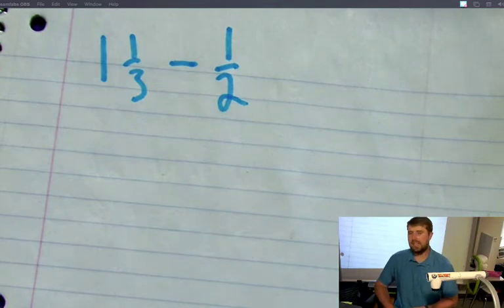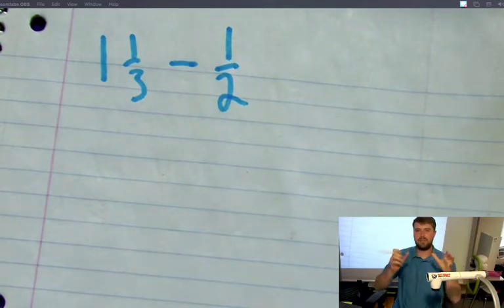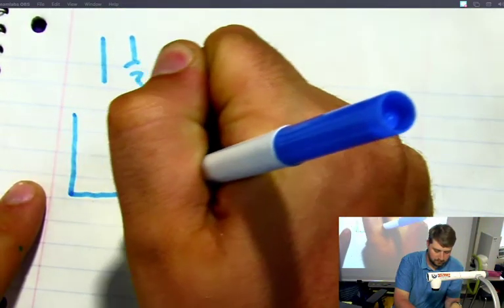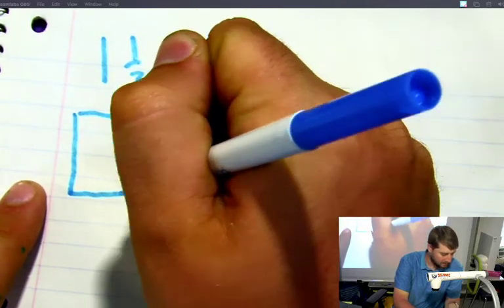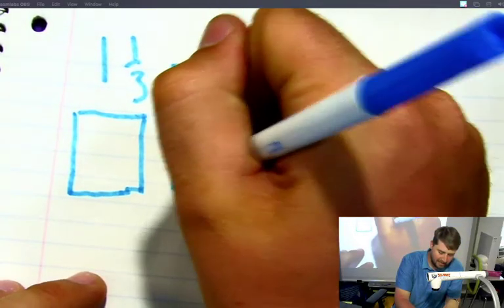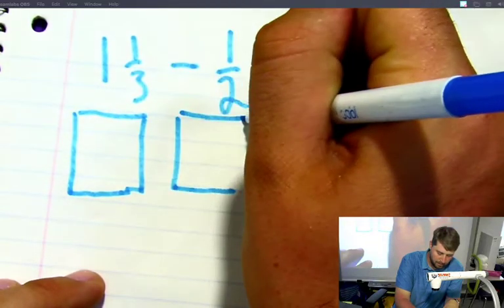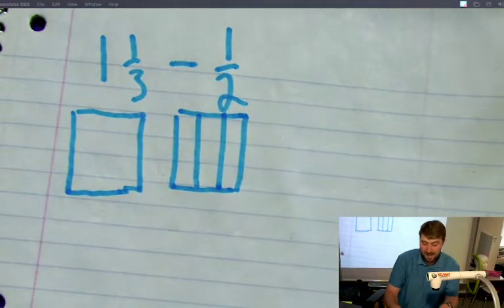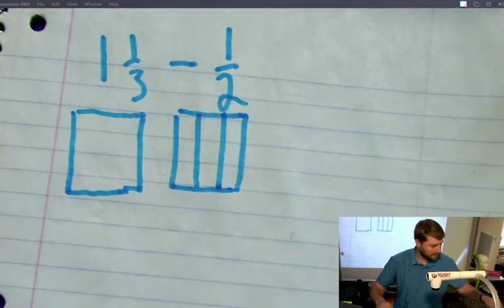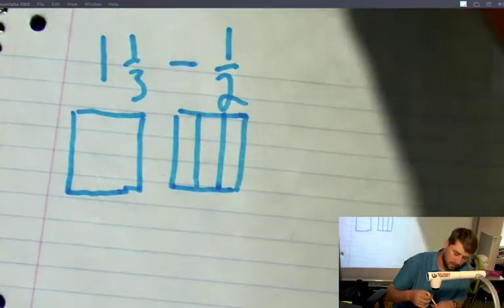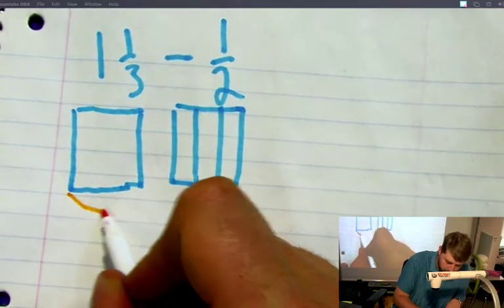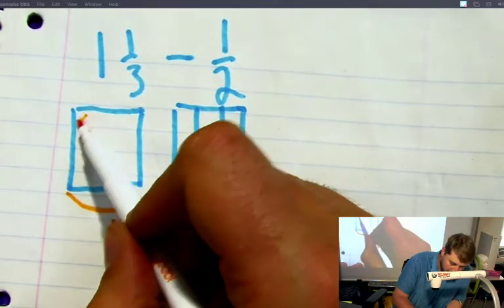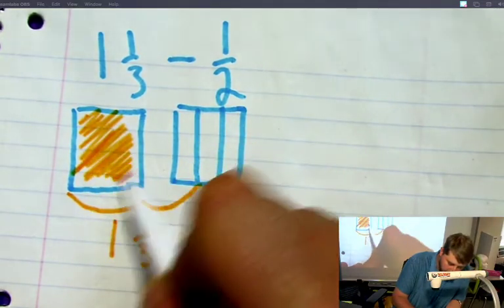So I want to begin by using a rectangular fraction model just like we had been using last week. I'm going to draw one box to represent my 1, and then I need a second box to represent my 1/3. So I need 2 boxes just to represent this mixed number 1 and 1/3. And I'm going to shade all of this in. We have 1 and 1/3.